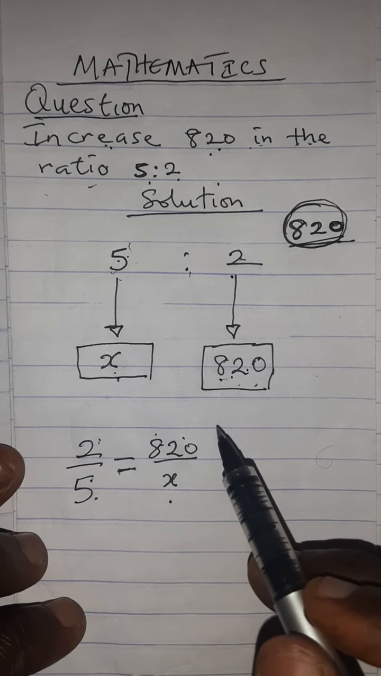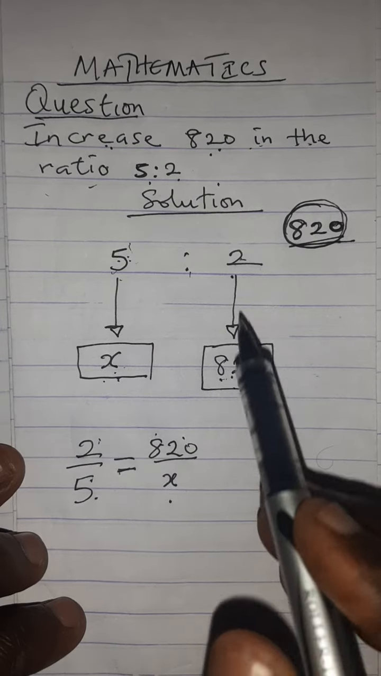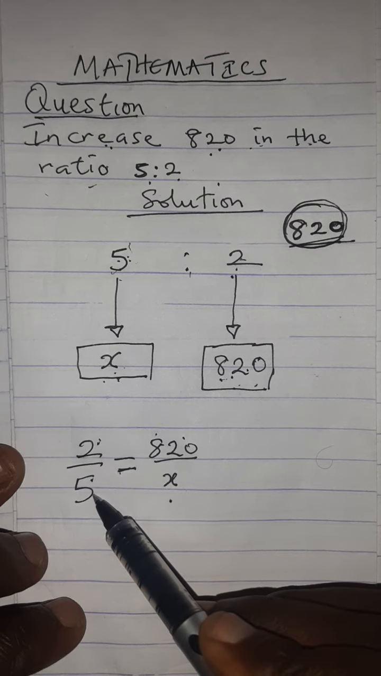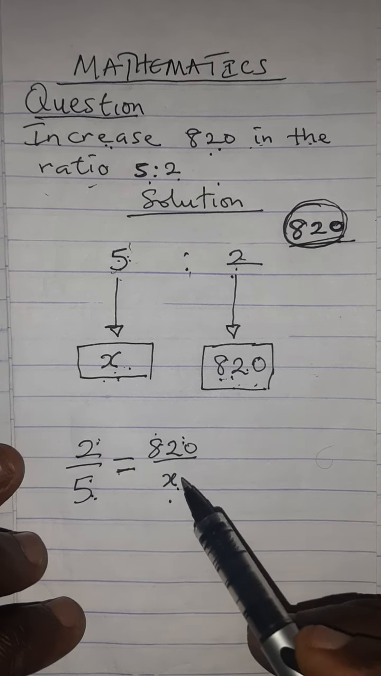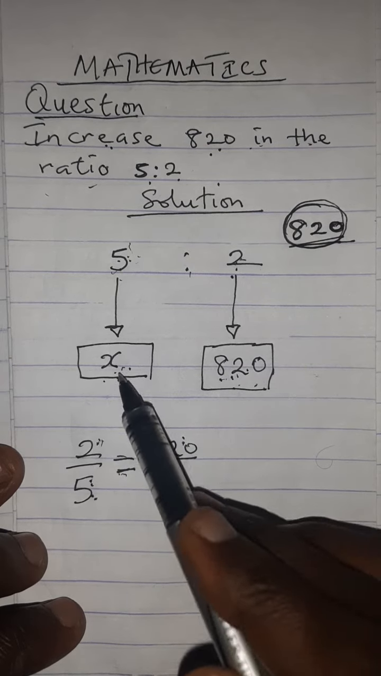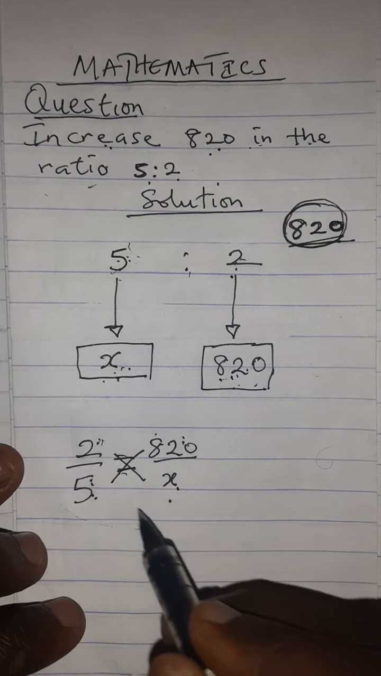Be very careful the way you arrange them. Don't do 2 over 5 equals x over 820. No, if you are doing right to left, that's 2 over 5, you must also do right to left for the other fraction down. So 2 over 5 is equal to 820 over x. Then this is your game changer here. So you can now cross multiply.